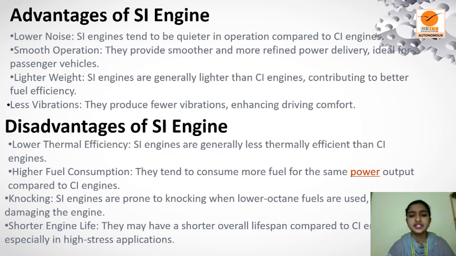Disadvantages of SI engines. Lower thermal efficiency. SI engines are generally less thermally efficient than CI engines. Higher fuel consumption. They tend to consume more fuel for the same power output compared to CI engines. Knocking. SI engines are prone to knocking when lower octane fuels are used, damaging the engines. Shorter engine life. They may have a shorter overall lifespan compared to CI engines, especially in high stress applications.